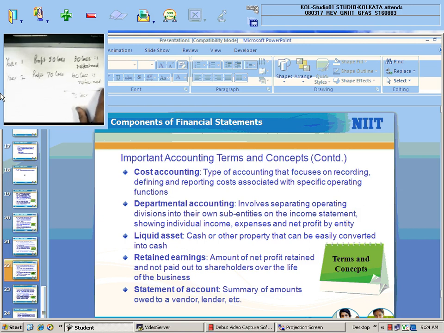So the company can decide, okay, who has a claim on the profit? Normally the shareholders will have a claim on the profit. The owners only have a claim on this profit of 50 lakhs. Now the company needs money to grow its business, so it decides that out of the 50 lakhs, we will keep 30 lakhs in the business and distribute 20 lakhs to the shareholders. That 30 lakhs will be used by the company to grow its business further.